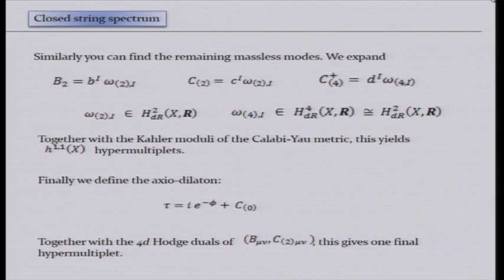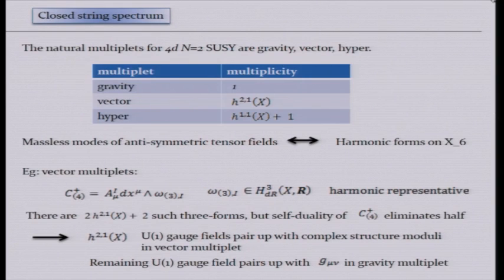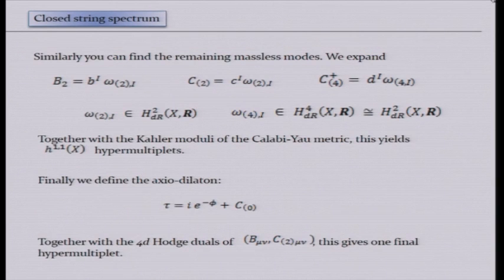And then what else can we get? Well, we had the axio-dilaton in 10 dimensions. That just gives you two fields in four dimensions. And I can also take these anti-symmetric tensor fields and take both of the indices in the four-dimensional spacetime. That gives tensors in four-dimensional spacetime. But two-index tensors in four dimensions are dual to scalars, pseudoscalars in four dimensions, the Hodge duals. So that gives me another two scalars. So this naturally gives me another set of four scalars, and that gives one final hypermultiplet. So in total, you get h11 plus one hypermultiplets. If you think there are other forms of expansion that you can do, you see that they're all related to the ones that I've discussed here.